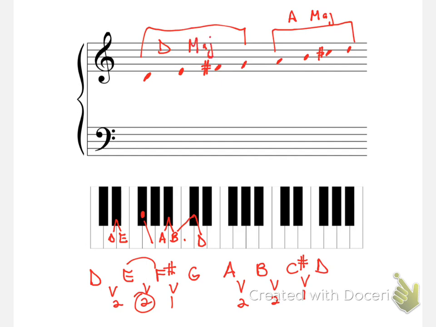M-A-J. All right. So the D major tetrachord plus the A major tetrachord gives us the D major scale. And notice that D major has 2 sharps, F sharp and C sharp. All right. Hopefully this helps you continue to work on your major scales, and we will see you in the next class session.